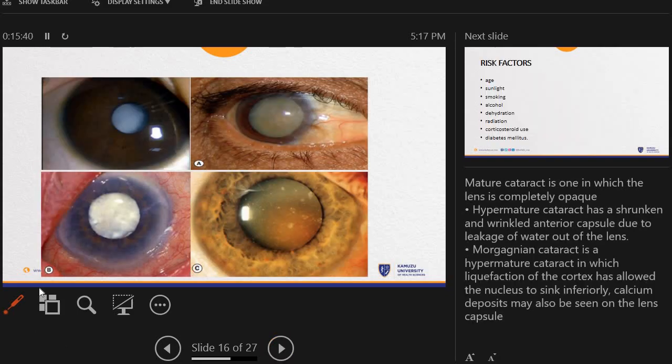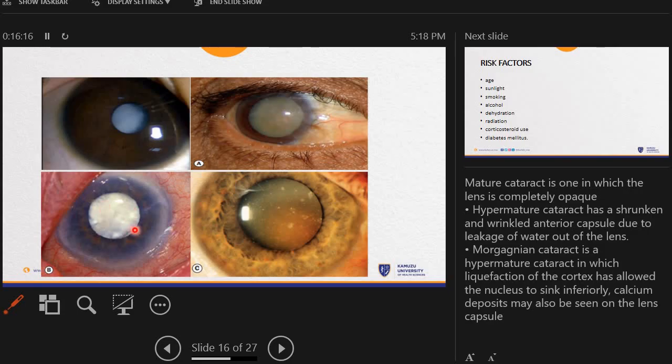So this is a picture showing the different cataracts according to maturity. This is an immature cataract. As you can see, it's not fully opaque. It shows this black margin here, which is the iris shadow. So this is characteristic of an immature cataract. This is a mature cataract. You can see it's fully opaque.